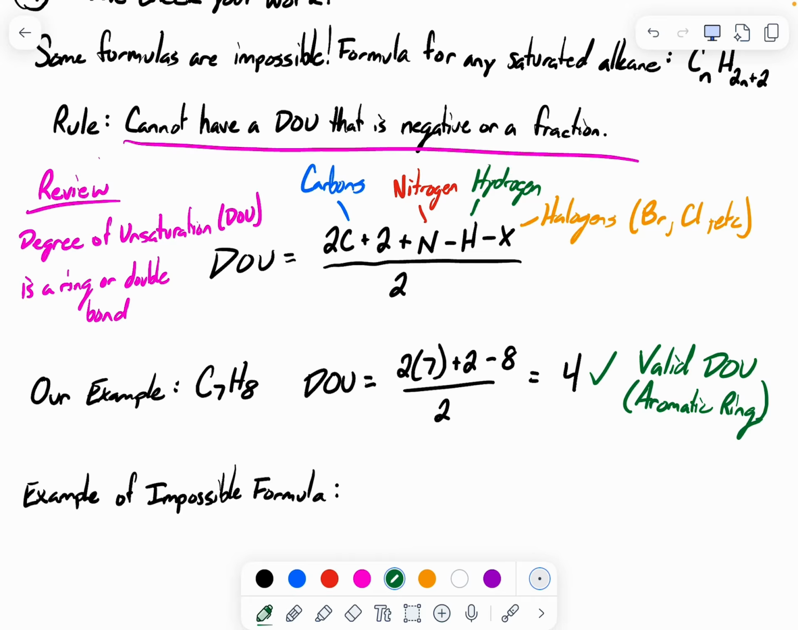Because again, you can get some things a little bit messed up. Let's say that you did your math for something else and you came up with C3H10. If you were to do a DOU calculation on this, you would say, all right, 2 times 3 plus 2 minus 10 for the hydrogens divided by 2. You end up with -1. So this would be an example of an invalid DOU.